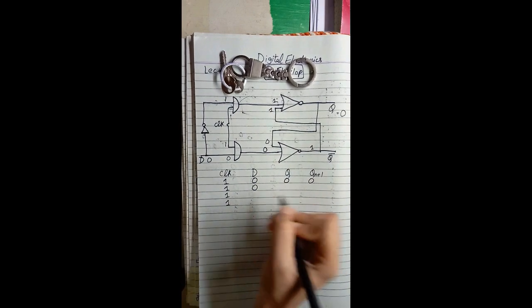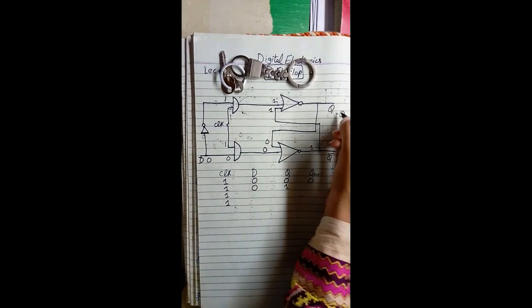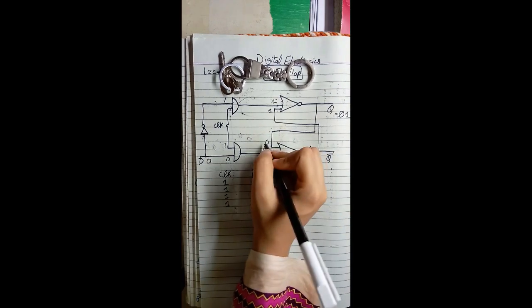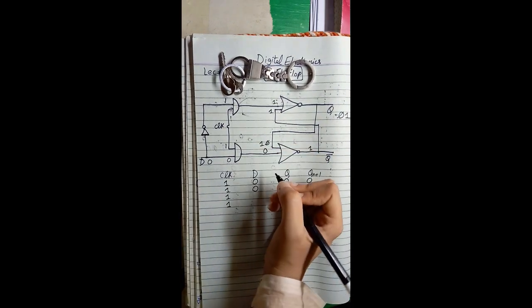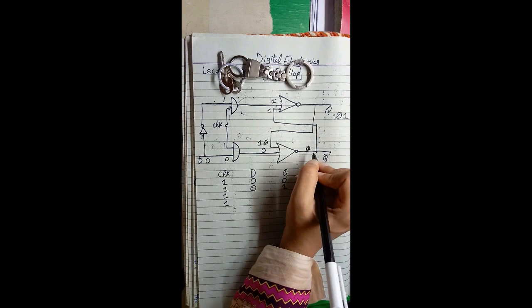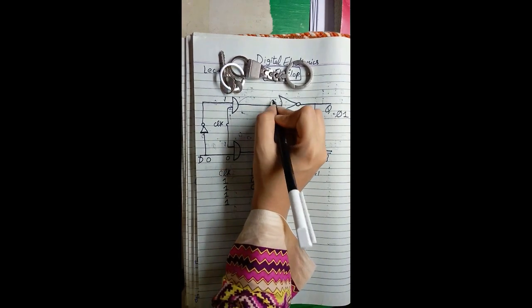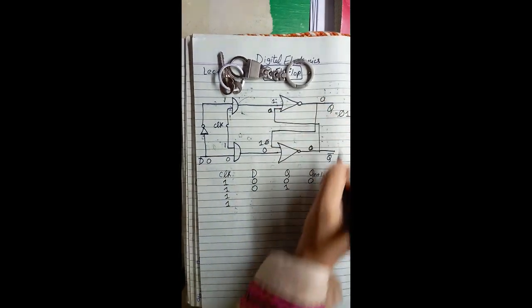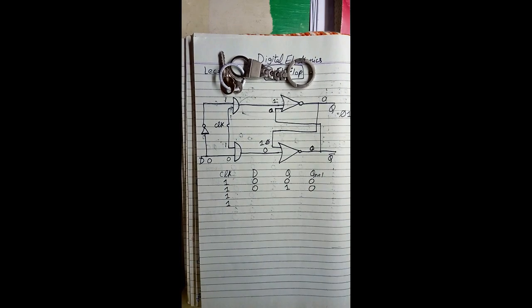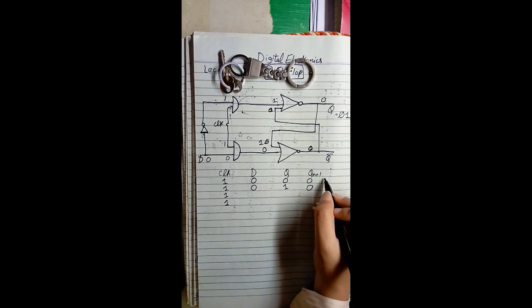Now we are taking D as 0 but Q as 1. So when we have 1 here, it will give us 0. This 0 and this 1 will give us again 0. We will have 0 in this output also. This is our reset state.